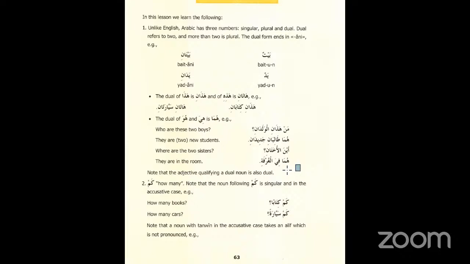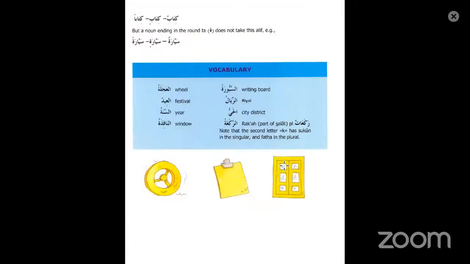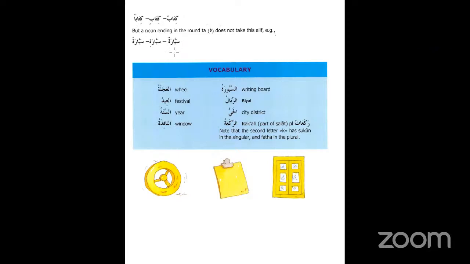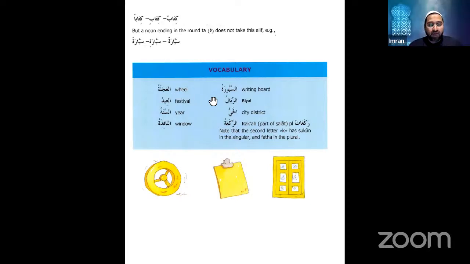Note that a noun with tanween in the accusative case takes an alif which is not pronounced. Kitabun, kitabin, kitaban. Correct. Yep. But a noun ending in the round ta does not take this alif. So sayyaratun, sayyaratin, and sayyaratan without the alif. Yeah. Correct. Excellent. And the vocabulary?